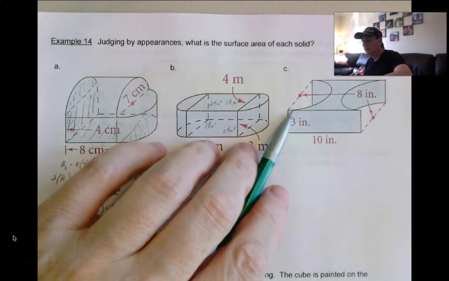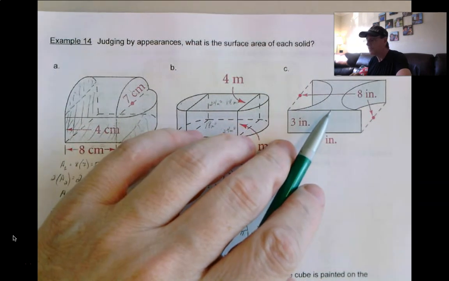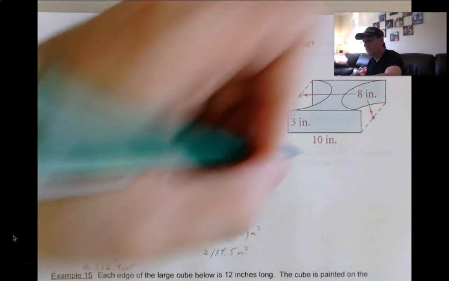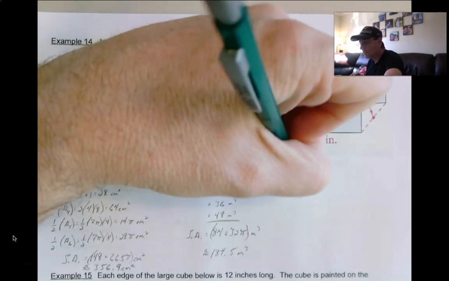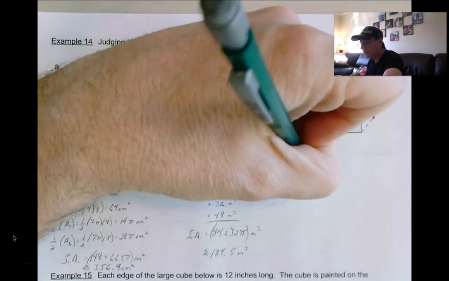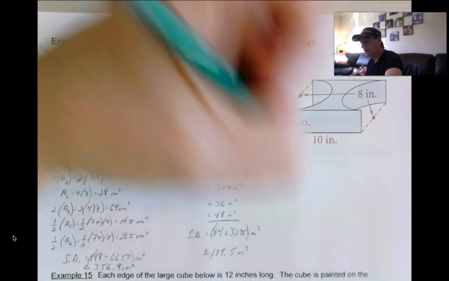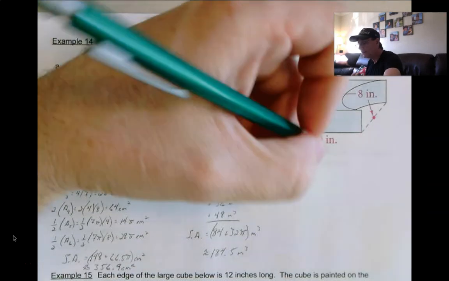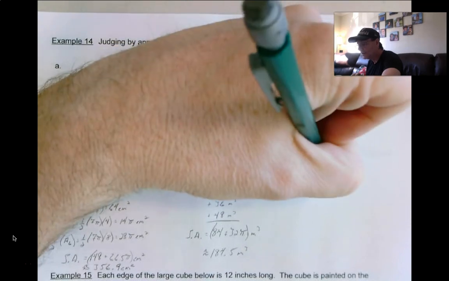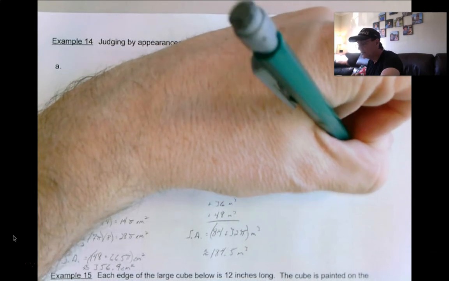Part C, we've got this curved eye-type shape. Okay, let's find the easy ones. Area 1 times 2, because it's going to be front and back. So area 1 is going to be 2 times 3 times 10, or 30, or 60 inches squared.